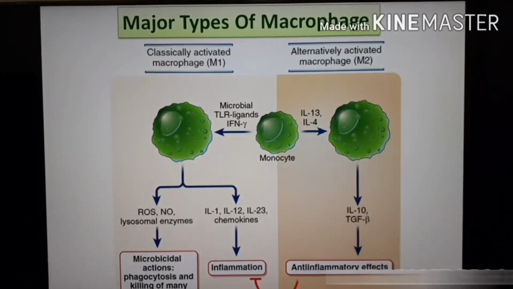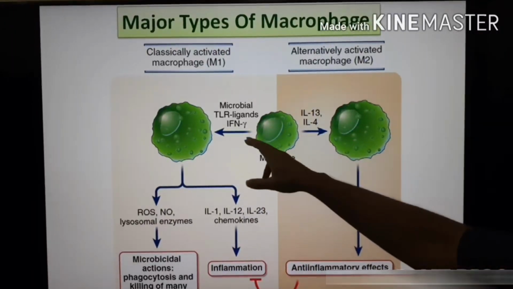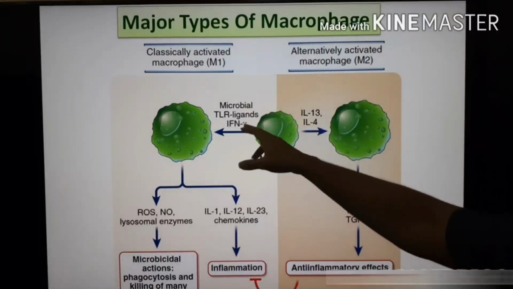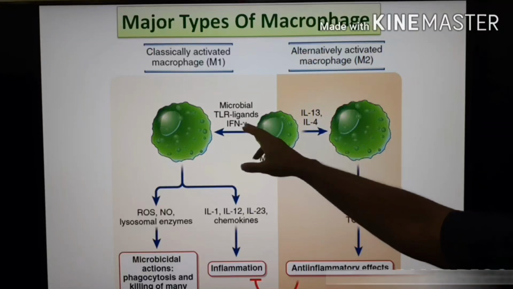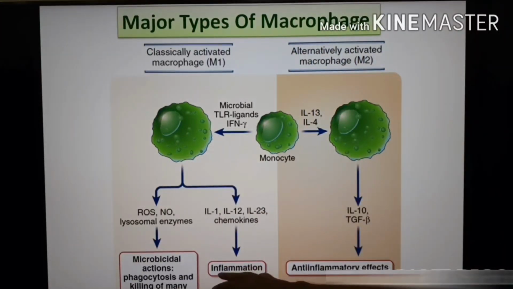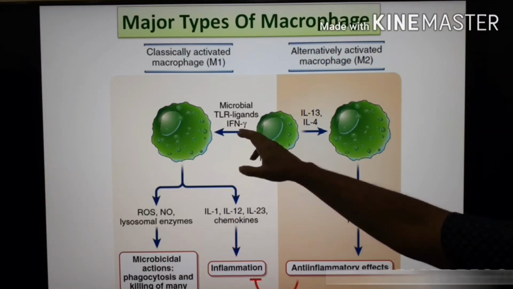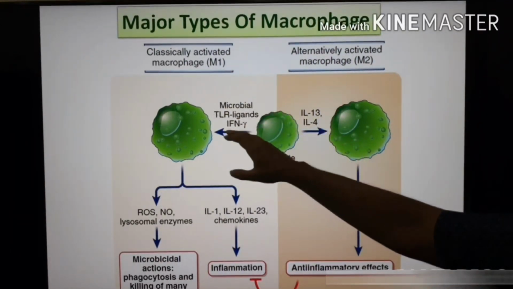They function totally differently. As you can see, from this monocyte both cells can be produced, but the responsible cytokines are different. In the case of M1, IFN gamma is responsible. TLR ligands and microbial activation are important for the transformation of monocyte into M1, and this M1 cell can induce inflammation. So you can see microbicidal actions, phagocytosis and killing of many bacteria and fungi, and inflammation by producing IL-1, IL-12 and IL-23 and chemokines. Type 1 interferon is produced by Th1 cells. So the production of M1 macrophage is induced by Th1 cells.